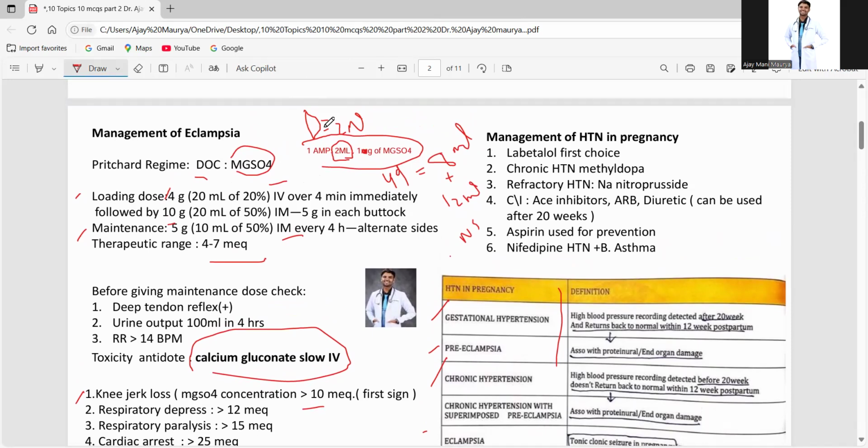Management of hypertension in pregnancy: the first drug of choice is always labetalol. For chronic hypertension, it is methyldopa. If it is refractory hypertension, the drug of choice is sodium nitroprusside. As you know, ACE inhibitors and ARBs are contraindicated. Diuretics may be used, but only after 20 weeks. The drug of choice for prevention of pregnancy-induced hypertension is aspirin. If the patient is pregnant and also has asthma, then you have to use a CCB like nifedipine.